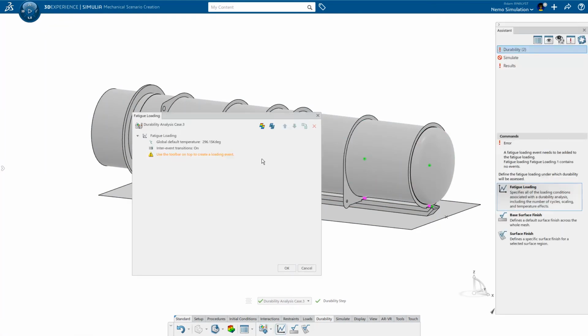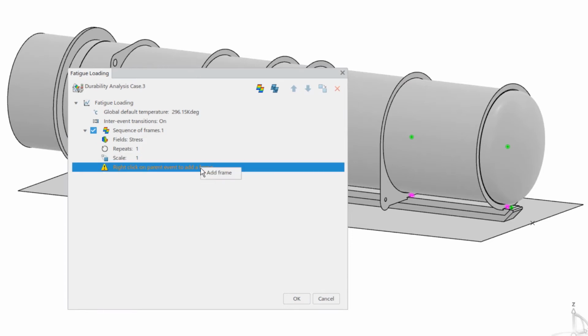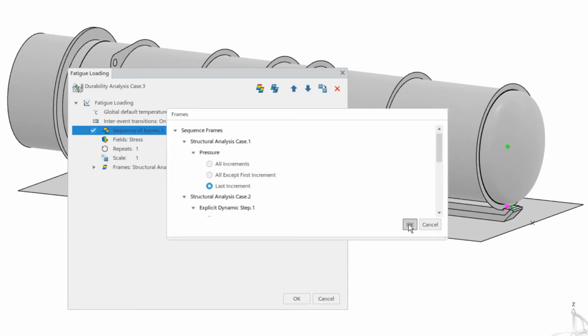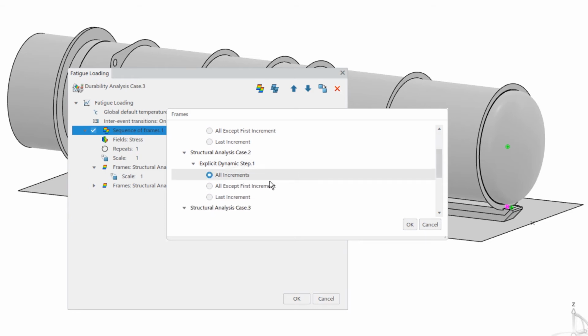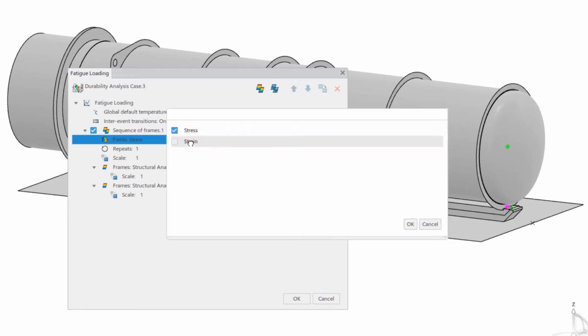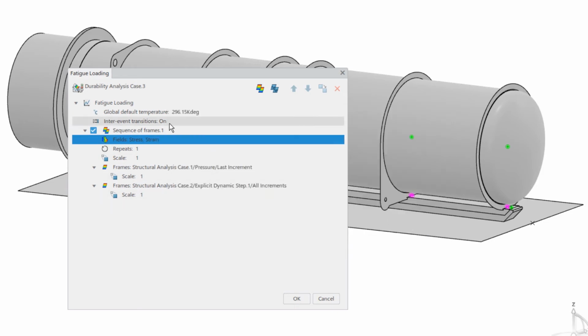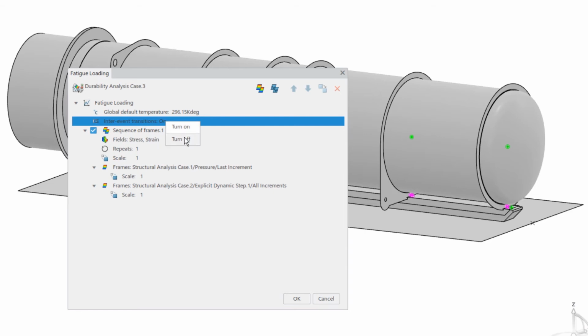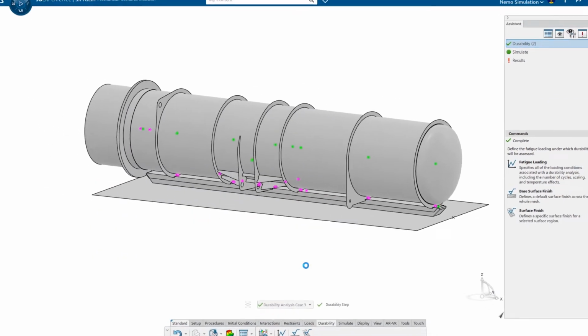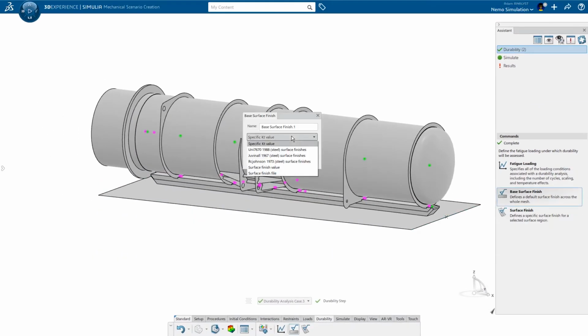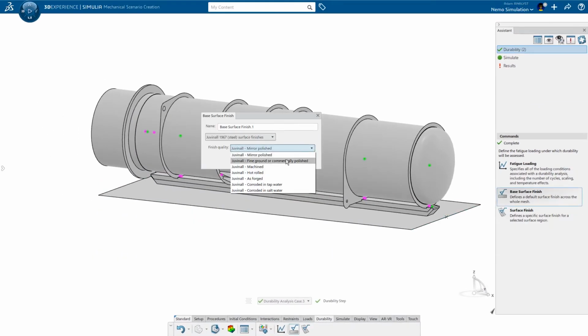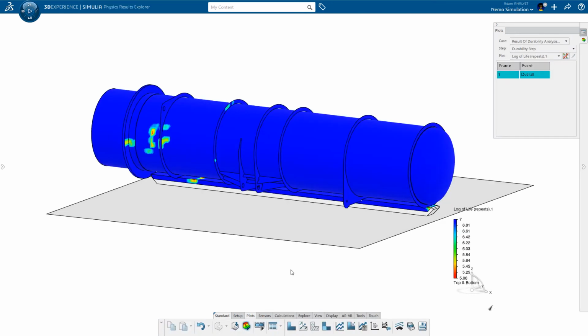He defines a fatigue loading that captures both events. For the explicit dynamic results, he includes all increments to account for the fluctuations in the response. Atom also includes both stress and strain in the calculation to improve the accuracy and solve for both high and low cycle fatigue. Both sequences occur in the loading history, but they are exclusive events, so he turns off the inter-event transition option. Lastly, he defines the base surface finish and solves for the results.